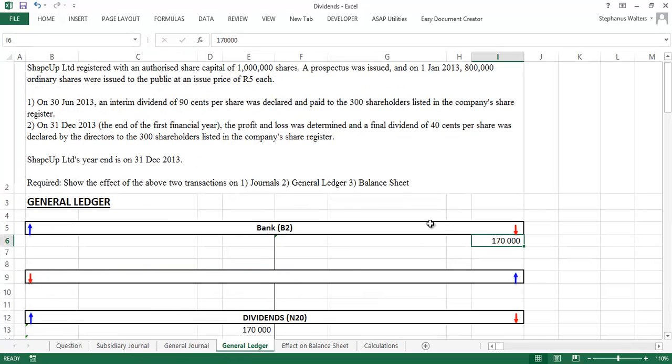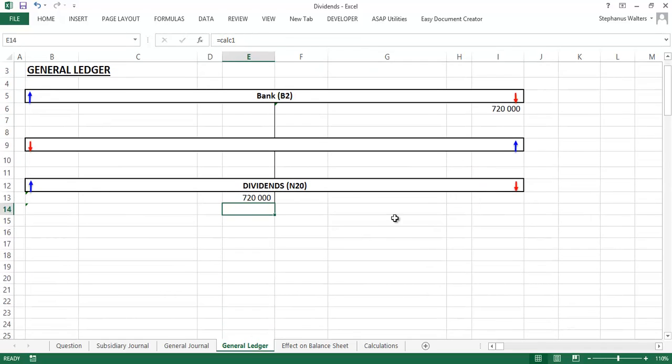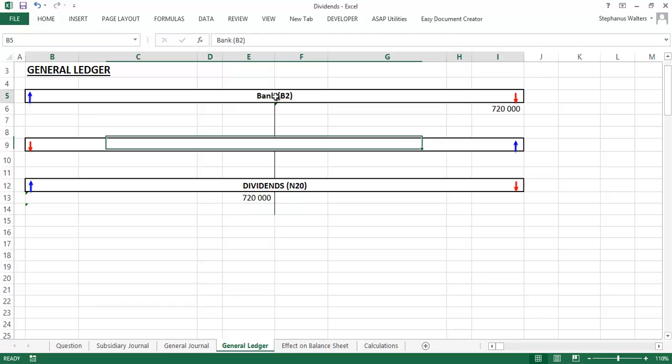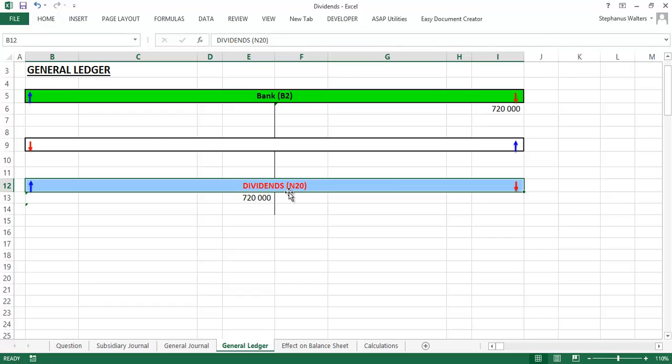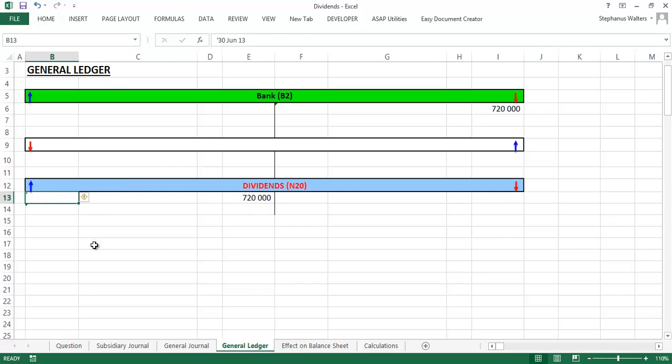So we can say calculation 1, 720,000. A bank is an asset. The dividends we said is like a negative equity. So that's why I color that similar to my expenses. Good, so this transaction was on 30th of June, so we can just complete that. Remember, my details must always refer to the other account, dividends and bank.